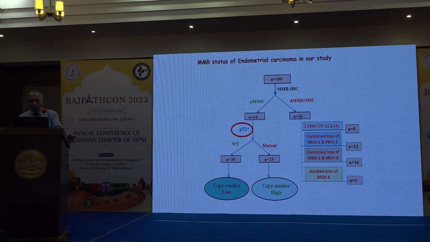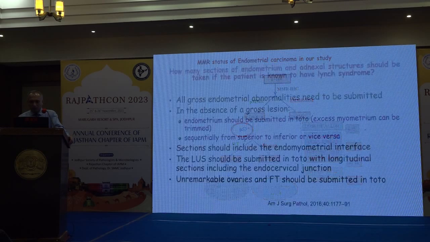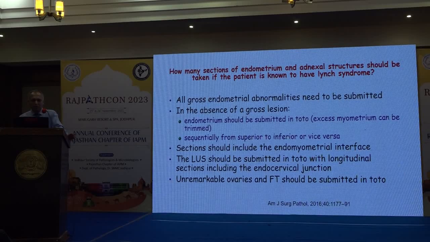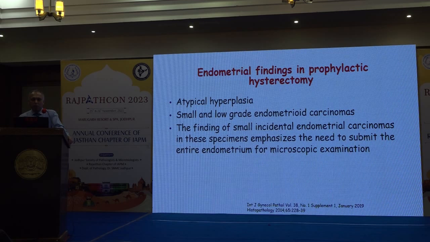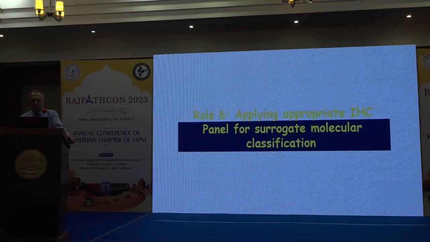We did one study in our institute based upon the MMR status of endometrial cancers, and we found MMR or MSI loss in 36 of our cases. The important thing is that when you are dealing with a specimen of a Lynch cancer patient or a risk-reducing surgery in the context of endometrial cancer, one must do extensive sampling. In fact, the entire endometrium should be submitted in totality. What people have found in prophylactic hysterectomies and risk-reducing surgeries have been atypical hyperplasias and small foci of low-grade endometrioid carcinomas. So this emphasizes the need for it.